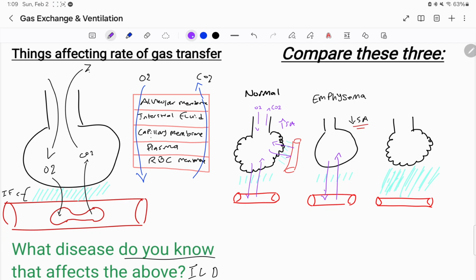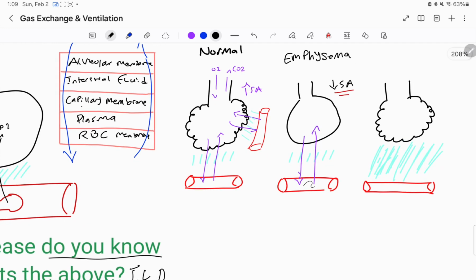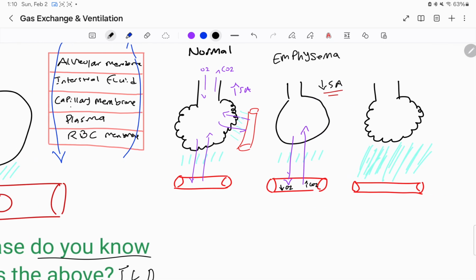If that is the case, okay, we can actually change the concentration of these gases, okay? So perhaps you would have a lot of CO2 building up in the blood and you would actually have low oxygen because this gas exchange is going to be decreased due to a low surface area, okay? So surface area is big when it comes to affecting this gas exchange.